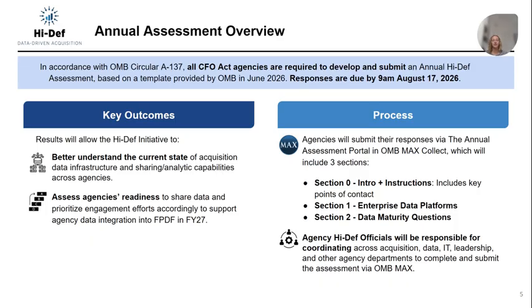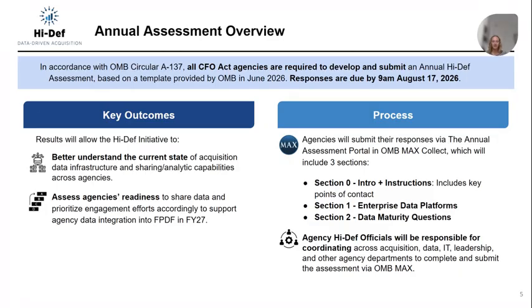We want to understand the state of acquisition data infrastructure and the analytic capabilities across agencies. That is, what are agencies currently able to share with us? What kind of data and systems do they have? How easy is it to connect to on the whole? And the second one is readiness. We really want to use the results of this assessment to assess each agency's readiness to share the data into the FPDF, Federal Procurement Data Fabric, which, as we mentioned, is the data infrastructure for the High Def Initiative. The FPDF team will then use the information from this assessment to prioritize their engagement with those, what we're calling ready agencies first, and work with them individually to receive their data.